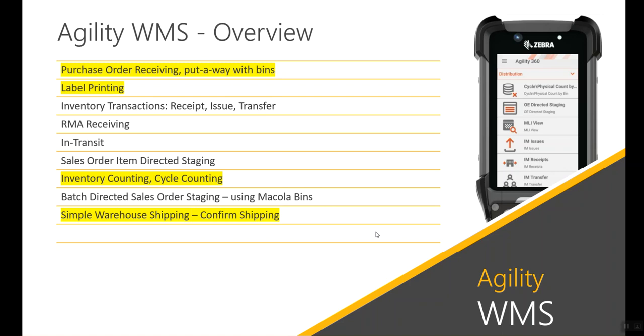And we're going to take a look at cycle counting, and we're going to do a simple warehouse shipment, which is really just confirm shipping items on an order.